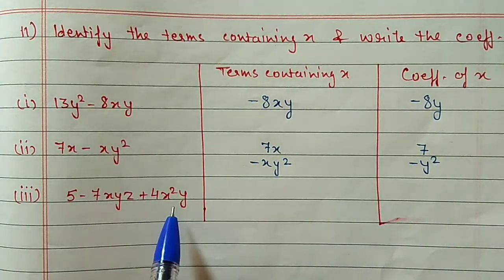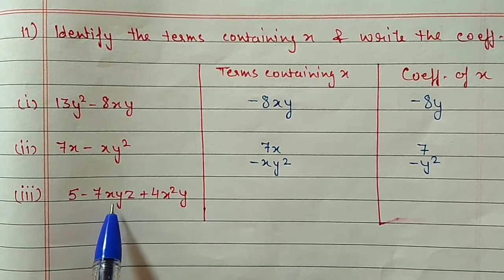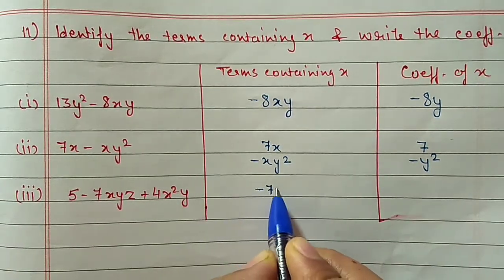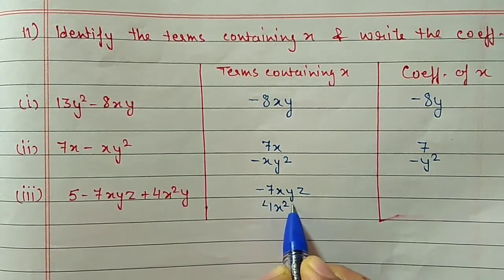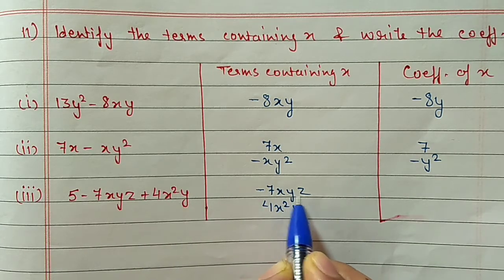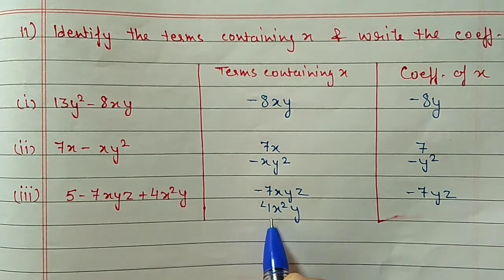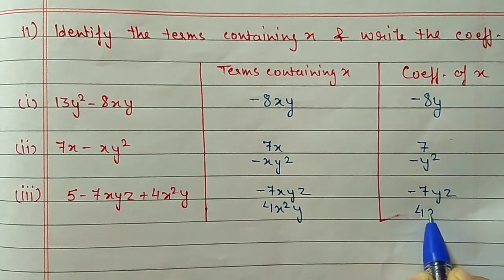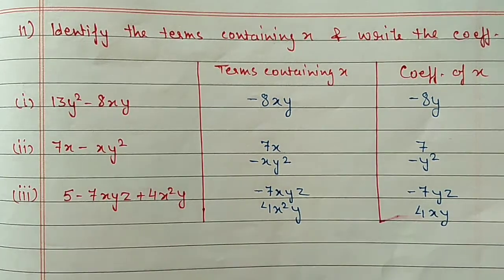In third we have three terms, first, second and third. First is not having x, second one is having x, 7xyz, and third also having x. So from first, coefficient of x is minus 7yz, and from this 4xy. Only one x we should not count, other remaining things we have to count.